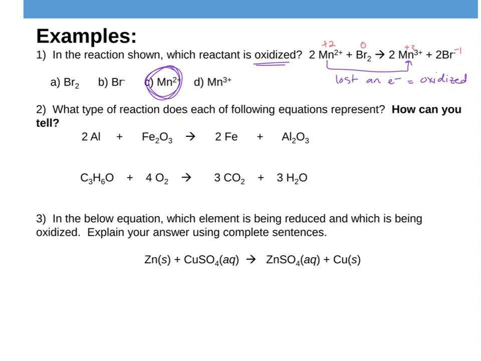Now for number 2, what type of reaction does each of the following equations represent? How can you tell? Remember that our main options here are going to be combustion, which is easy to spot, right? Because you're always going to have O2 on the left, you're going to have CO2 and H2O on the right. So that's pretty easy to spot.